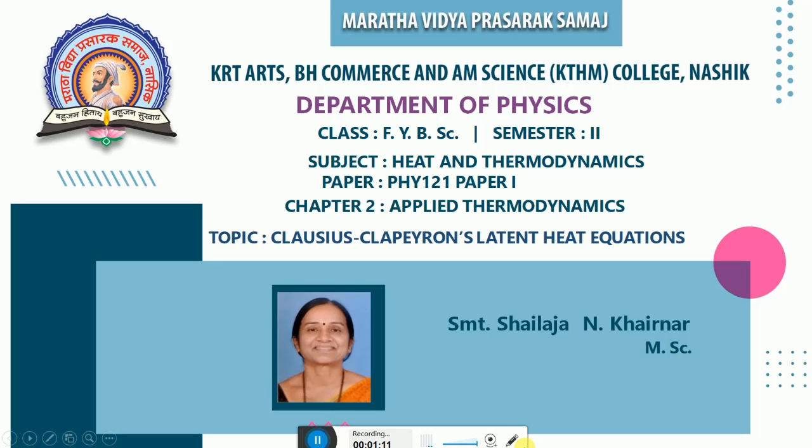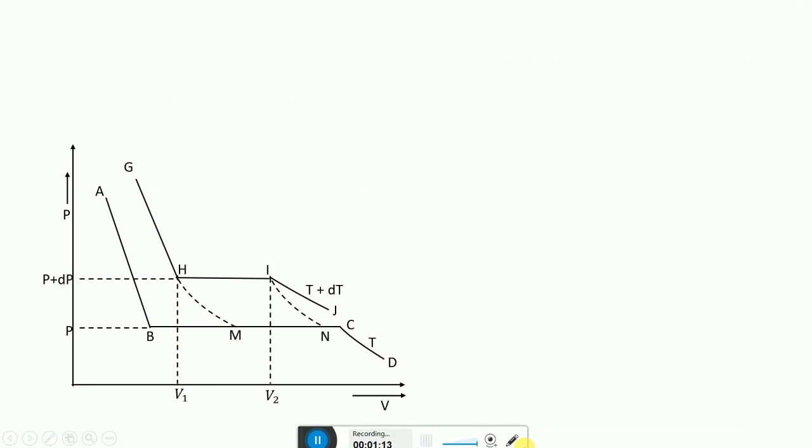So let us start the Clausius-Clapeyron equation, and particularly it is the first latent heat equation. This figure shows an indicator diagram.